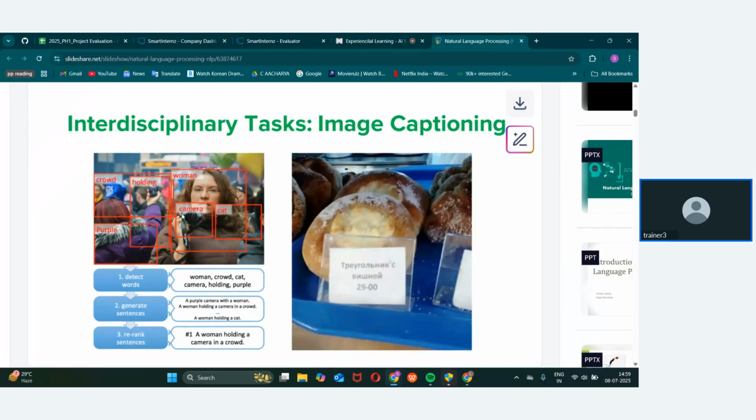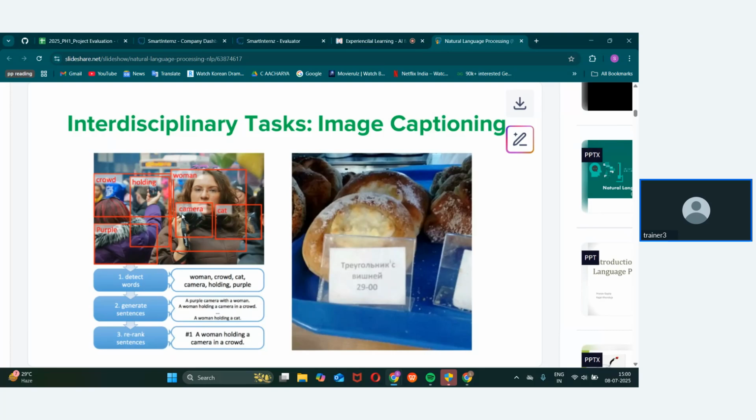So as you all can see, this is what kind of sentences can be generated from the image: a purple camera with a woman holding a camera in the crowd, also a woman holding a cat, also a cat looking at a camera, and women holding a camera in a crowd with a cat. So many types of sentences can be generated, but the accurate one that matches the image is to be taken.